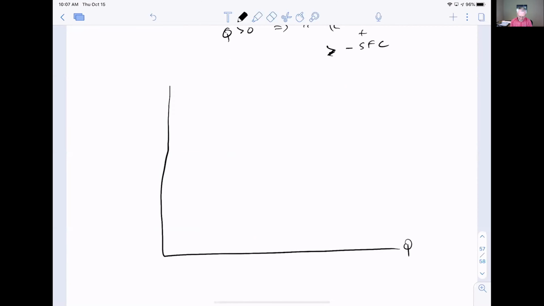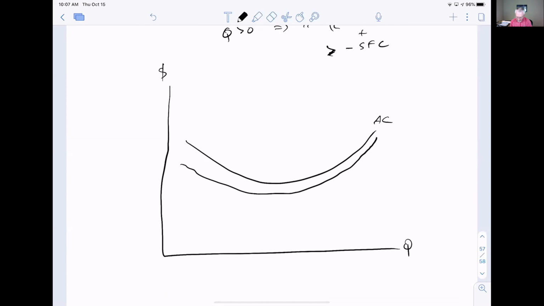So here's my firm's cost curves now in this scenario. I have average total cost. I have now average avoidable cost. Remember, this is the sum of total variable cost plus avoidable fixed costs, divided by Q. And then I have my average variable cost curve.